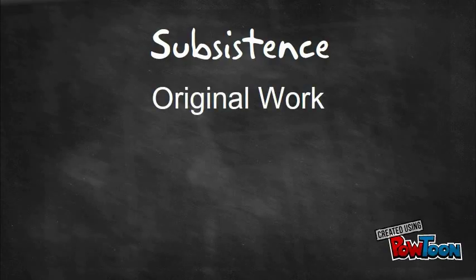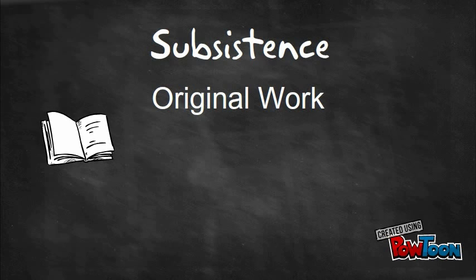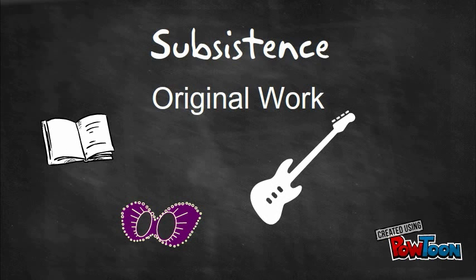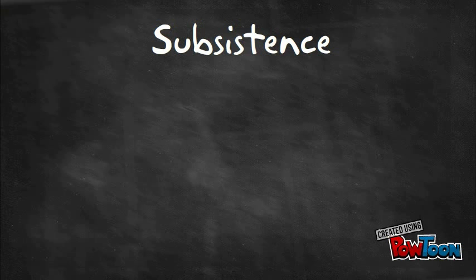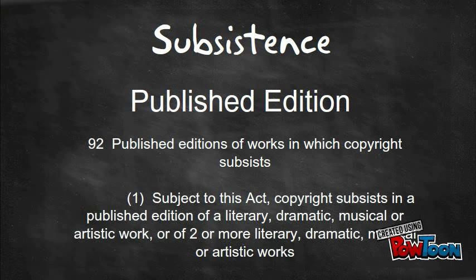According to Section 32 of the Copyright Act, copyright subsists in an original work where the subject matter of the work is literary, dramatic, musical, or artistic. However, when it comes to a published edition, Section 92 of the Copyright Act simply states that copyright subsists in a published edition of a literary, dramatic, musical, or artistic work. So what does this mean exactly?